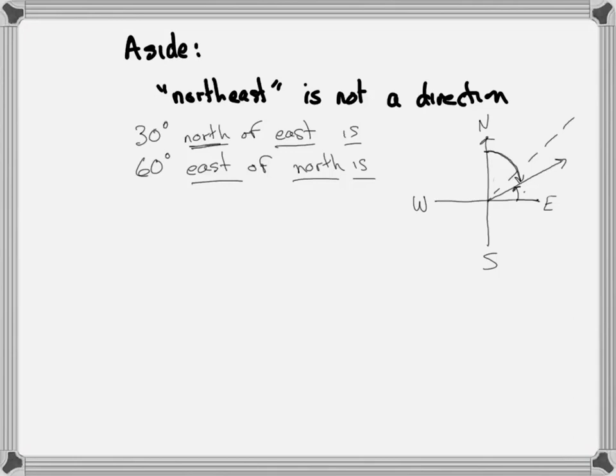So you always have to use an angle and a direction, right? North of east, clockwise from plus x. You got to give a direction from an axis. I should have said that. You always need to give an angle and a direction from an axis.